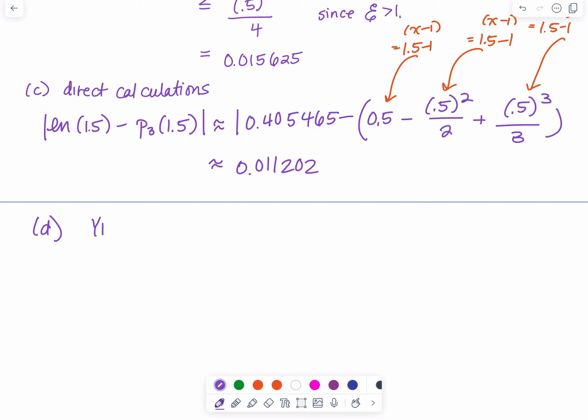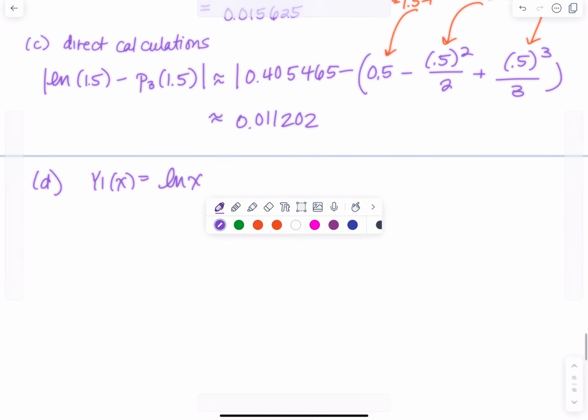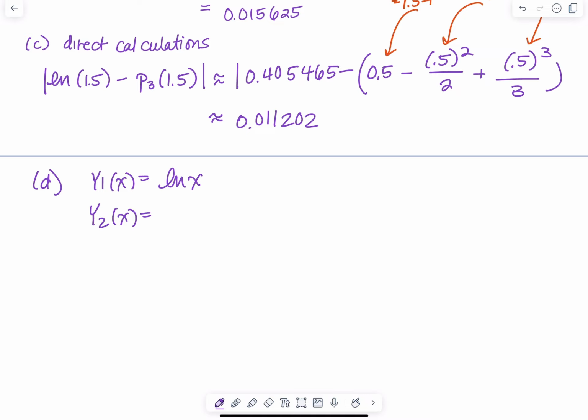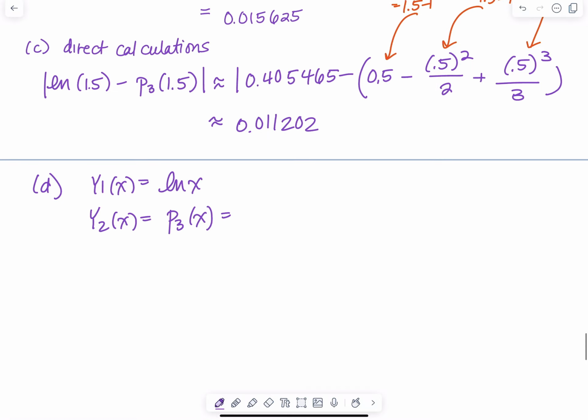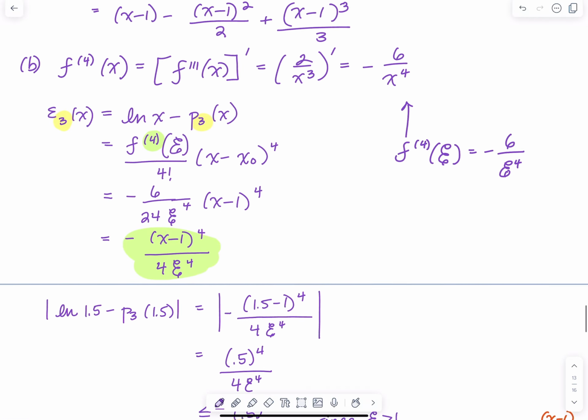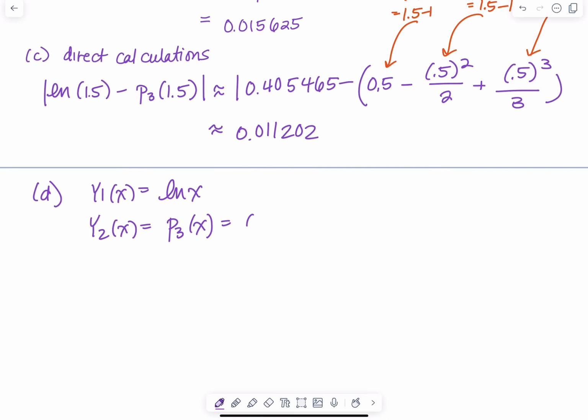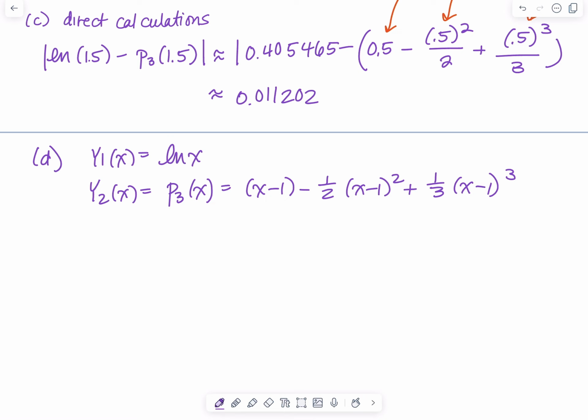And in part D, you can go ahead and use your calculator. And of course, y1 of x, you can go ahead and use ln of x, and y2 of x, you can go ahead and put our P3 of x in your calculator. And that P3 of x we have right here, x minus 1, so it'd be very, very easy. So we have x minus 1 minus 1/2 x minus 1 squared plus 1/3 x minus 1 cubed. Okay, so you can put those in your calculator.